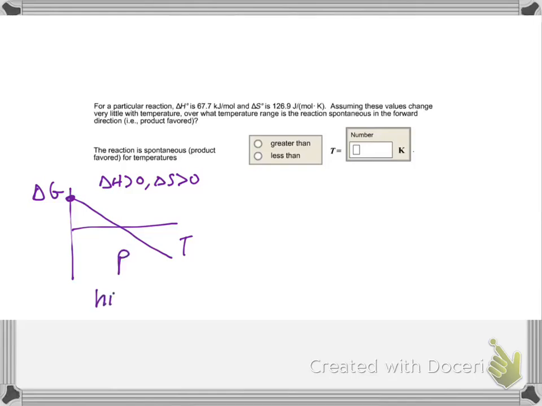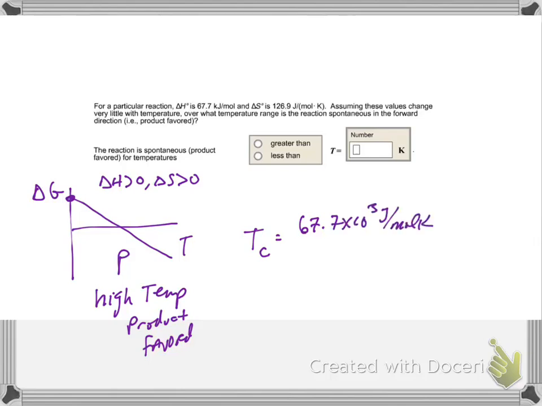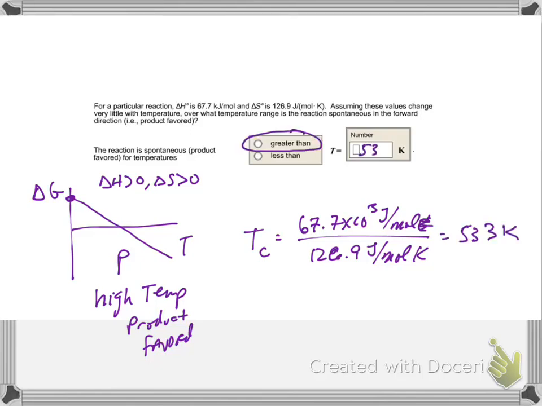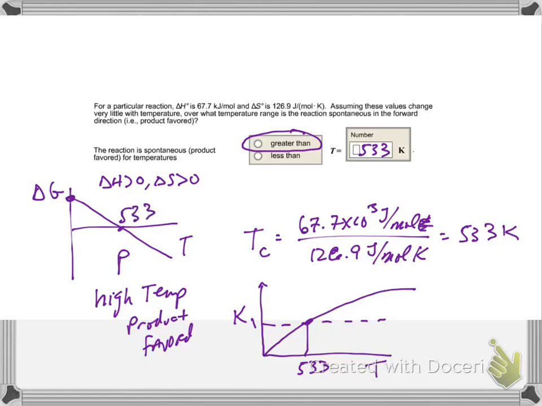Once we solve for the critical temperature, we just say that this is going to happen at temperatures greater than that one. So we calculate the critical temperature by taking the ratio of delta H to delta S. We divide them, and the critical temperature here turns out to be 533 Kelvin. So we would expect temperatures greater than 533 Kelvin to be product favored. So that means K is greater than 1 above 533, and at 533 on the delta G versus T curve is when delta G becomes less than 0.